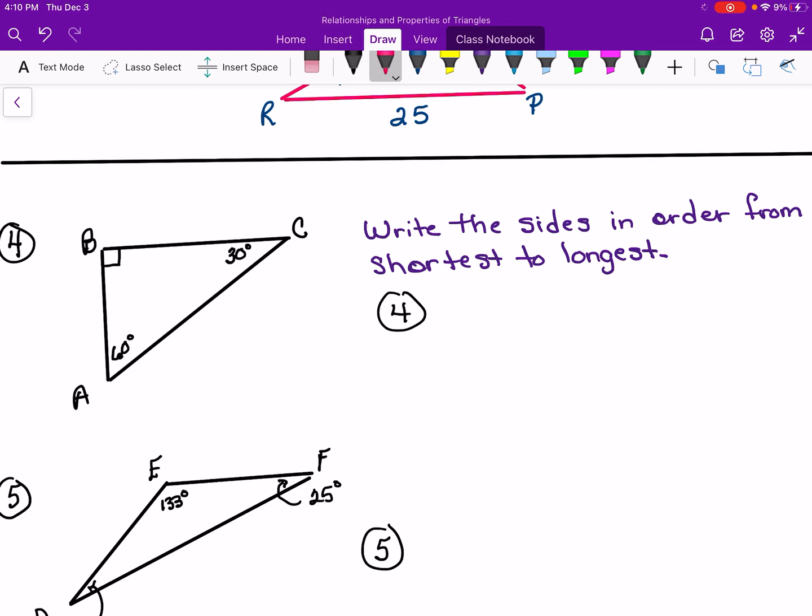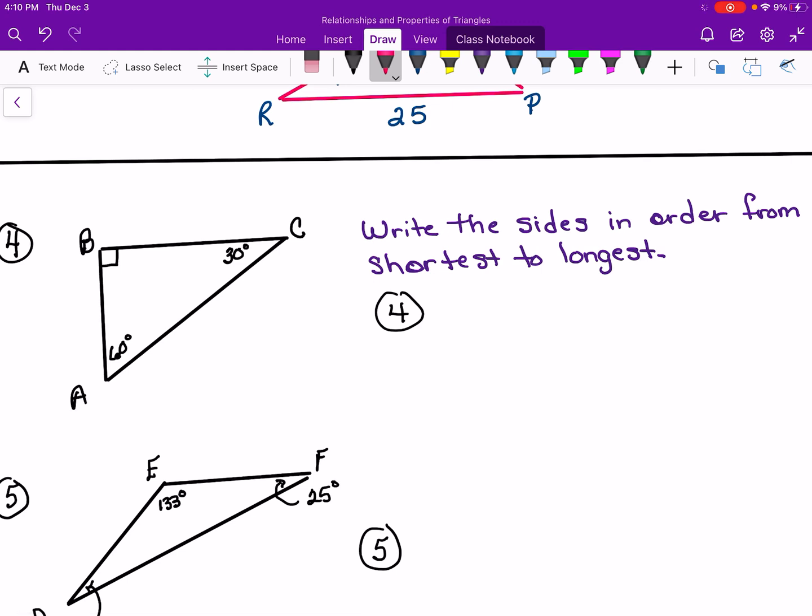Okay, on this particular one, we're going to go short to long. I have one angle that the degree measure isn't there, so let me write it in. It's a 90. And short to long, so I'm going to look for the small angle. That's the 30 degree, and it is across from side AB. And you can call it AB or BA, makes no difference. Make sure you put the segment mark over the top.